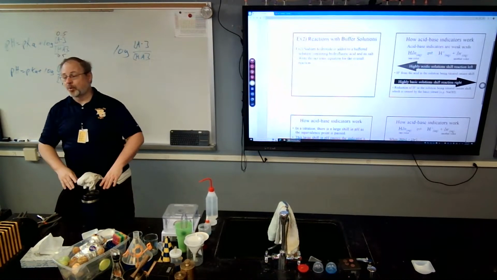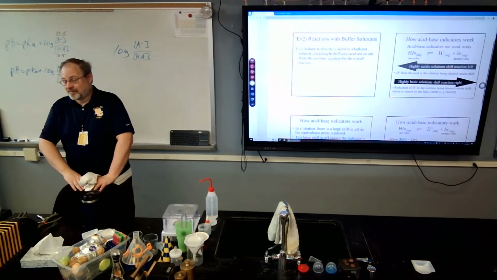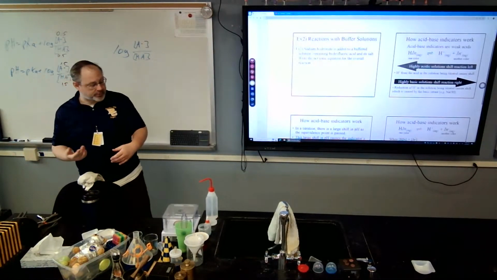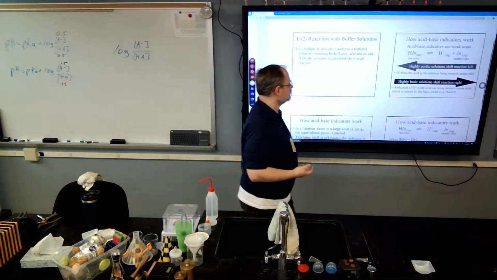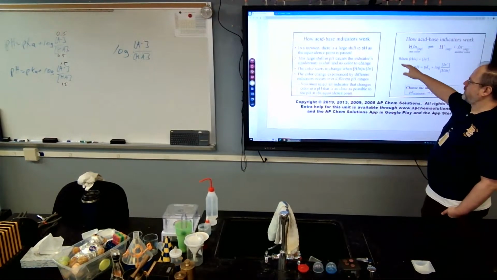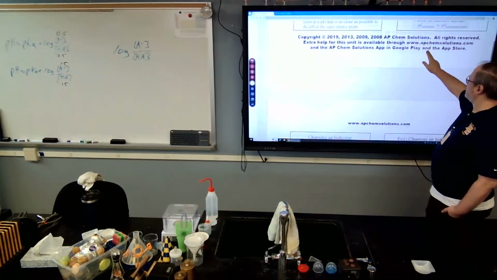But its endpoint is actually like 8.5. It's not 7. So there is a difference between endpoint and equivalence point. Yeah, color changes. I don't really care that much about that.